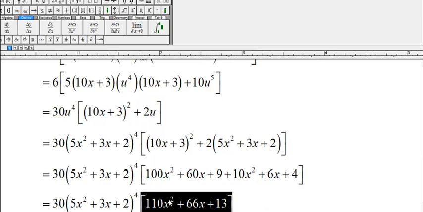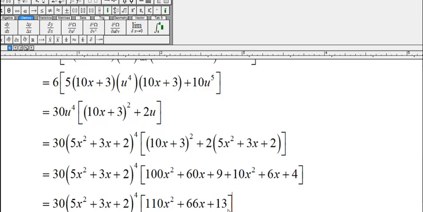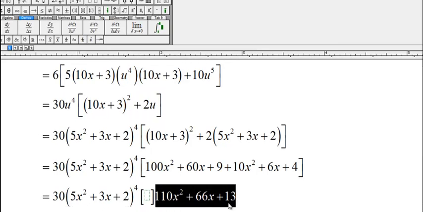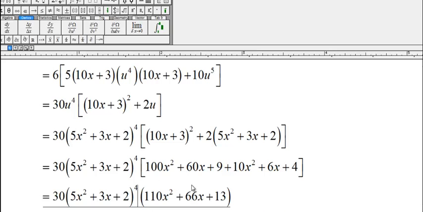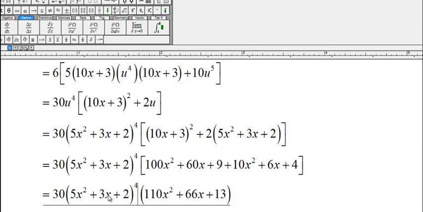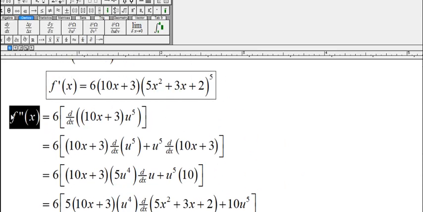In fact, let's take that instead of those little square brackets. Let's use a parentheses around that. And then it would be nice if I could factor that. I would factor it out. I'm not going to take the time to see if it'll factor or not. But that is the second derivative.